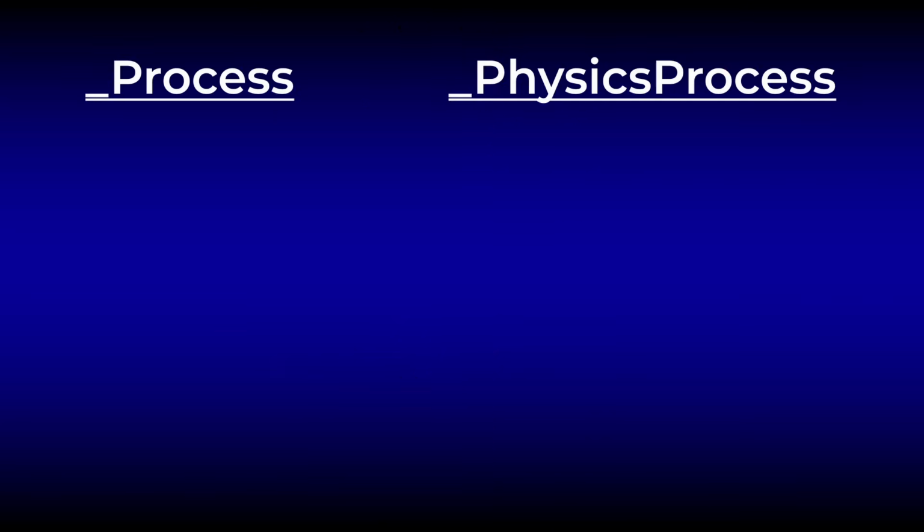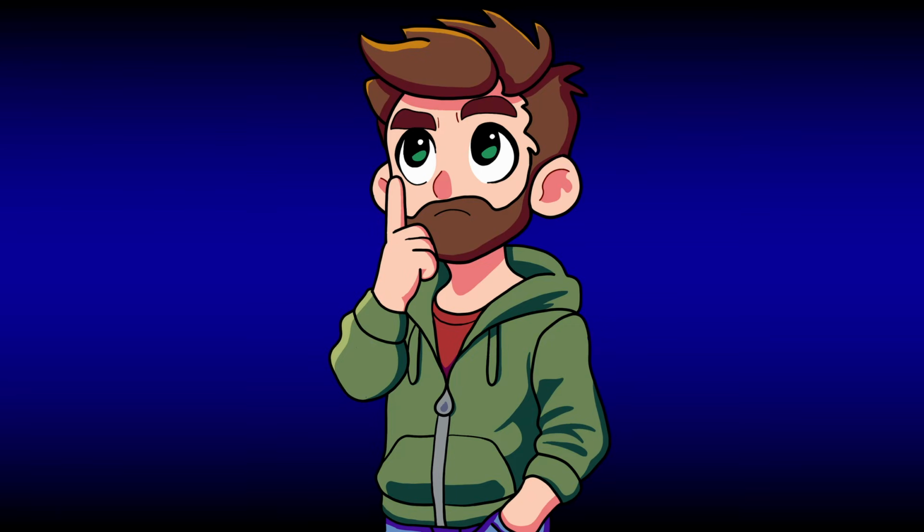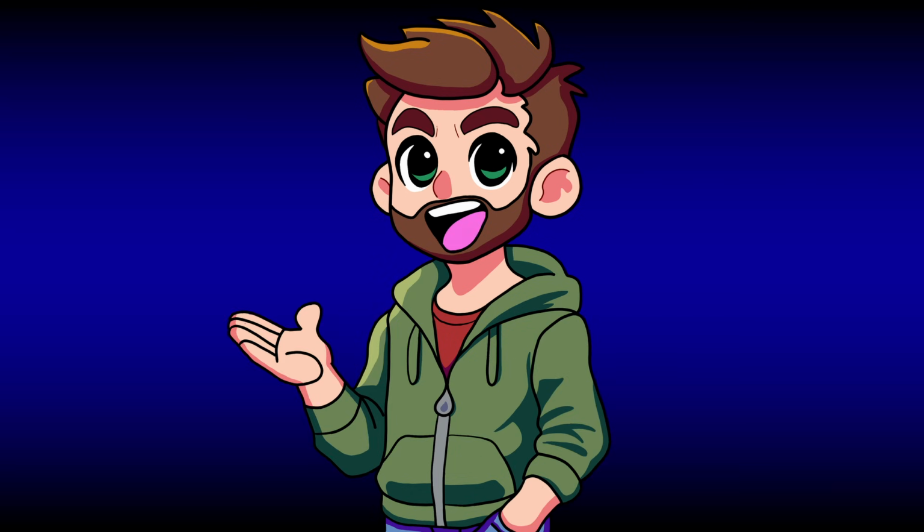Let me explain. Both process and physics process are called repeatedly when your game is running. By default, physics process is called 60 times per second at regular intervals, and process is uncapped and will repeat as often as it can, oftentimes at irregular intervals. Since what we see with our eyes is updated in process, if that's being called substantially more than physics process, which it usually is, and we're capturing our input in physics process, it's very likely you'll start to feel input lag when moving faster objects.